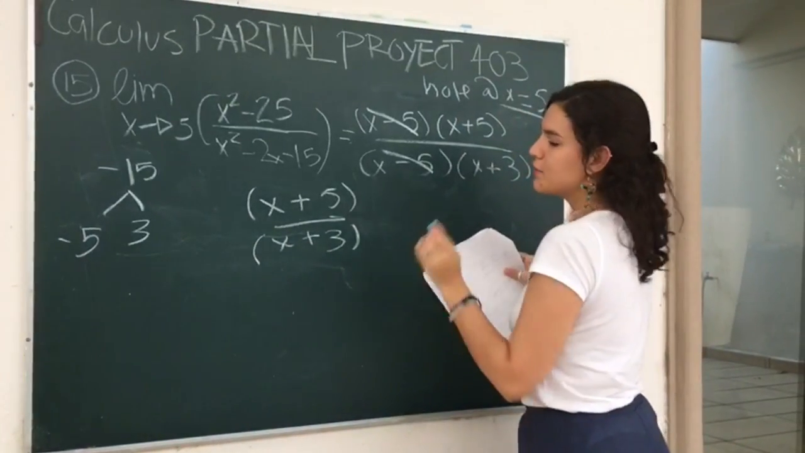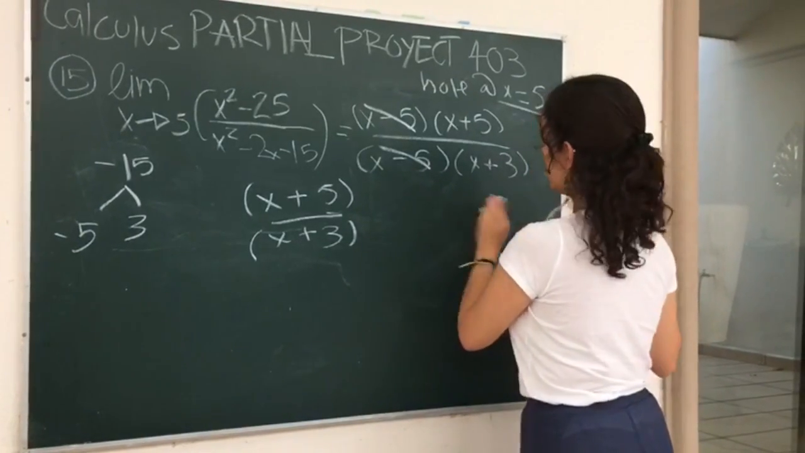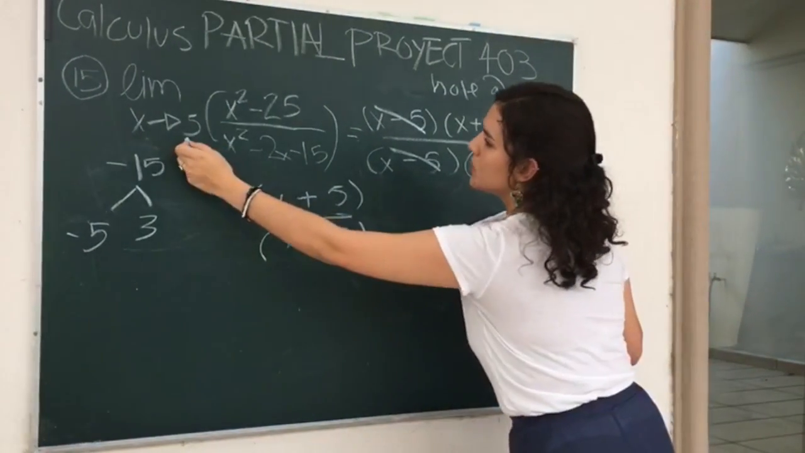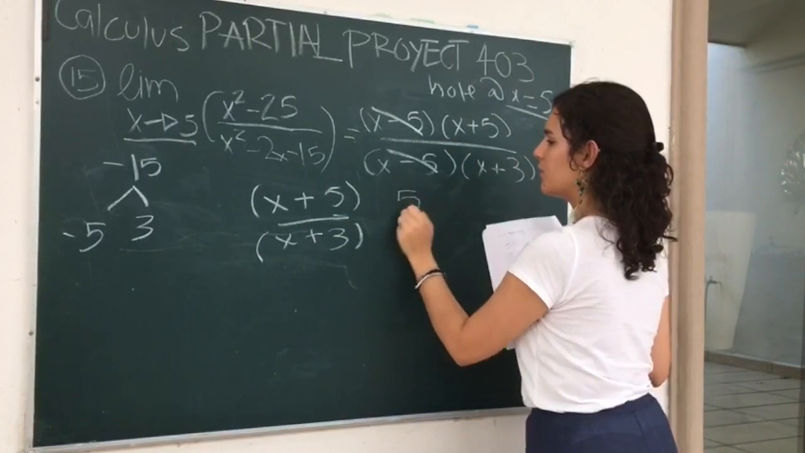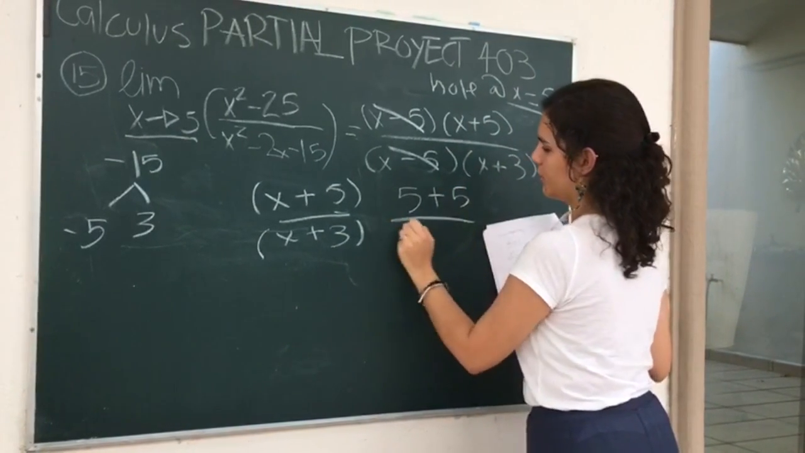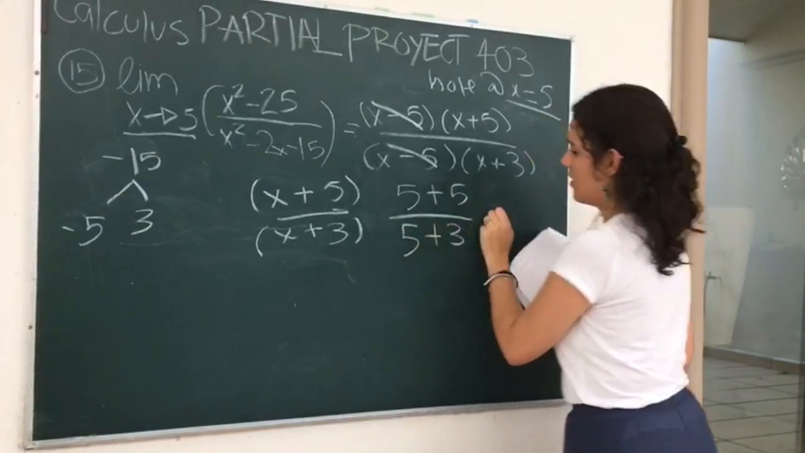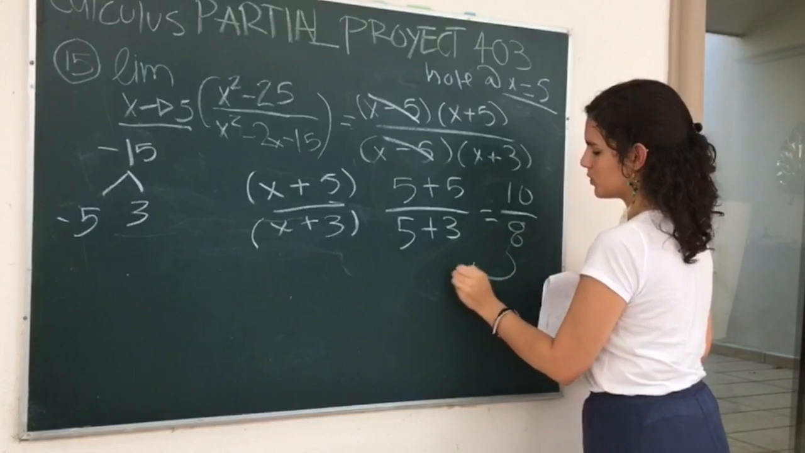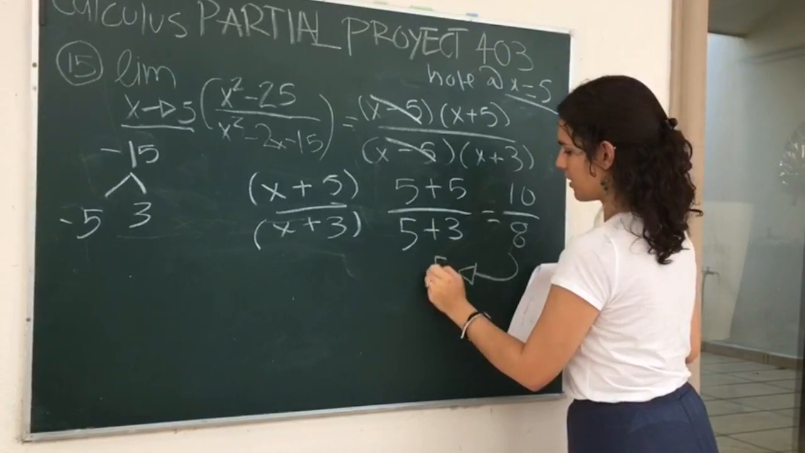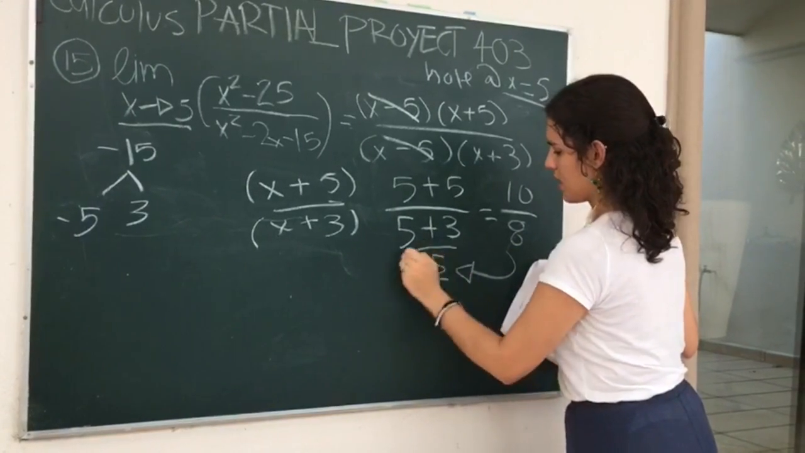Okay. After you have your simplified fraction, you need to substitute the value of x of the limit. So that would be 5 plus 5 over 5 plus 3, making it 10 over 8. And once you reduce the fraction, you have 5 over 4, and that is your answer.